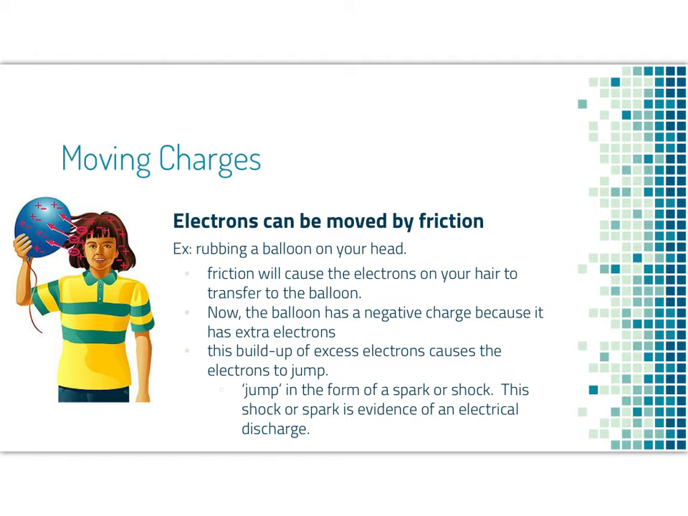This buildup of excess electrons causes electrons to jump. They can jump in the form of a spark or a shock. This shock or a spark is evidence of an electrical discharge.